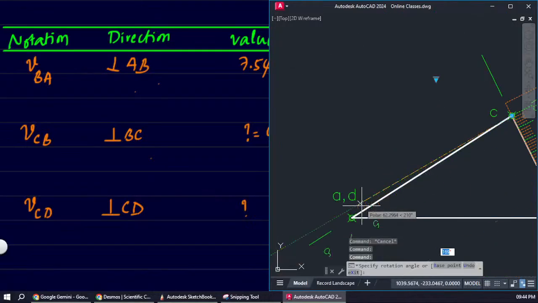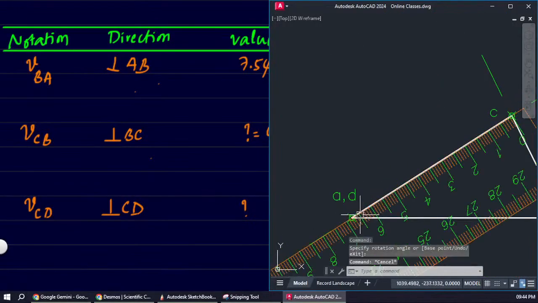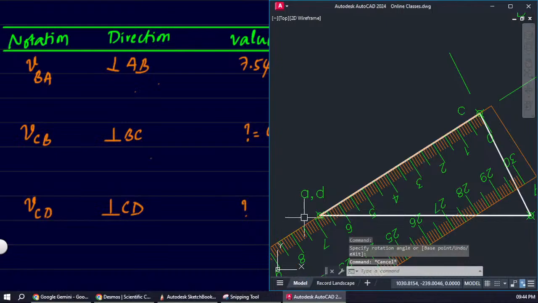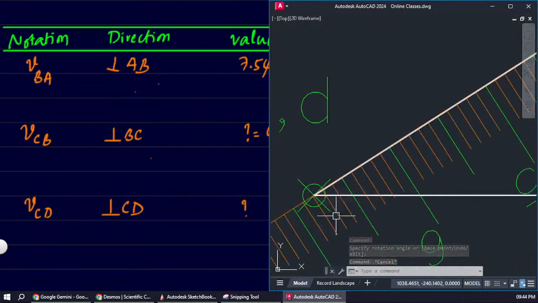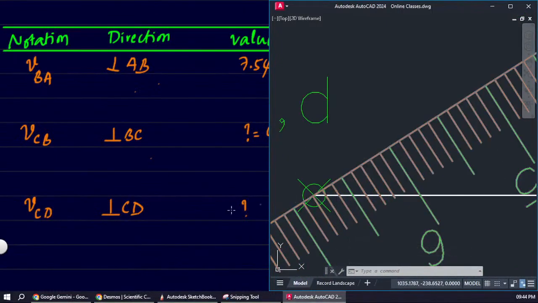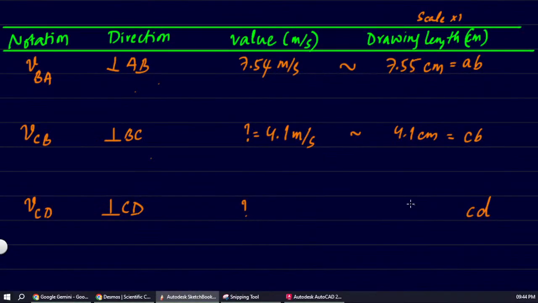Let's go here. So 6.8. 6.8 will be the length in centimeters. Once again, because the scale was 1, very simply we can just write the velocity as 6.8 meters per second. So these are the velocities we were able to find.